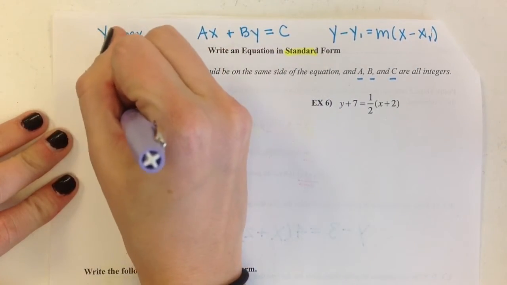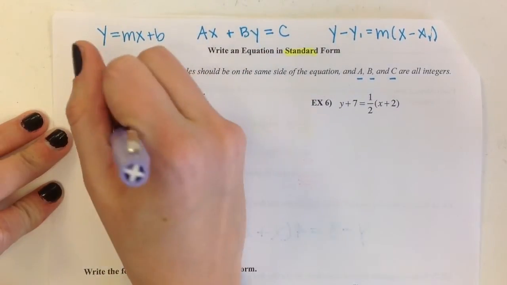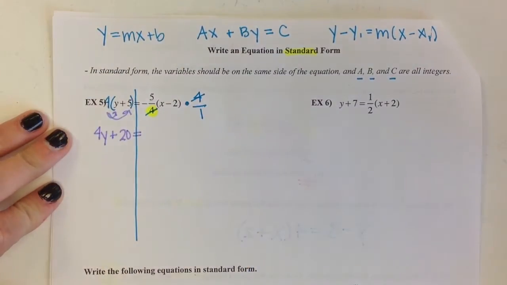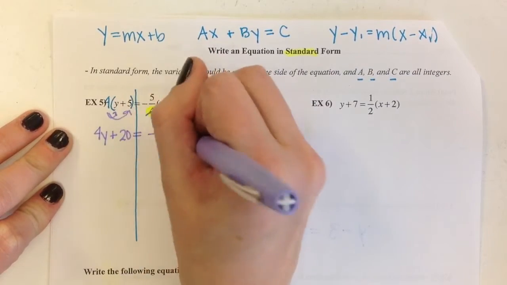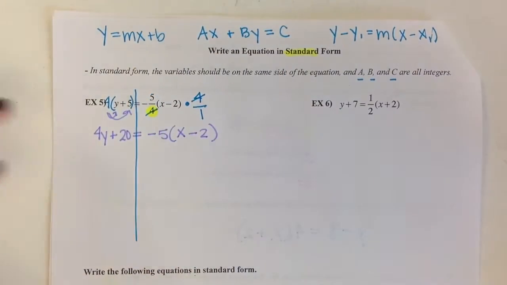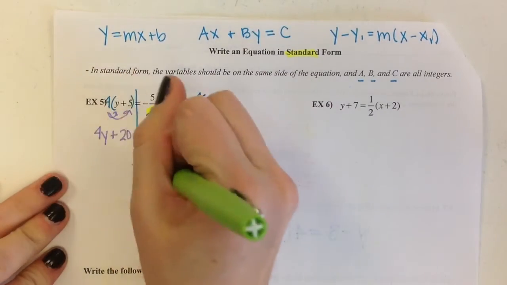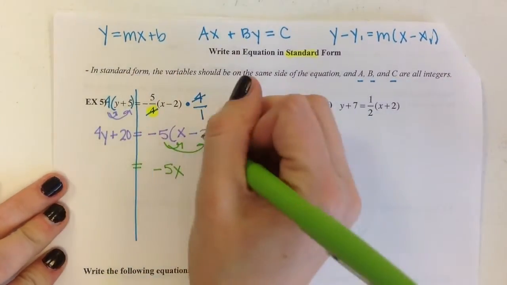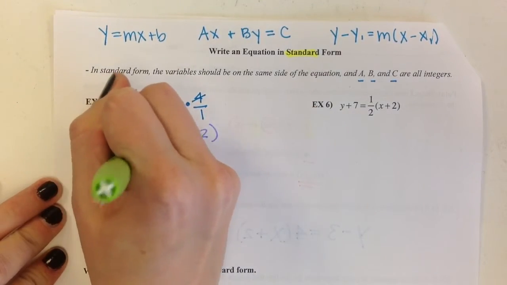4 times y is 4y plus 4 times 5 is 20. We canceled out our 4's. Now on the right side we have negative 5 and then in parentheses x minus 2. Now we've got a basic equation that we should be able to solve with variables on both sides. So I need to distribute because we don't have parentheses in standard form. We got negative 5x. Negative 5 times negative 2 is positive 10. Bring down 4y plus 20.